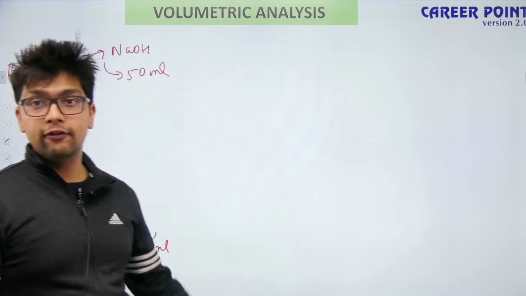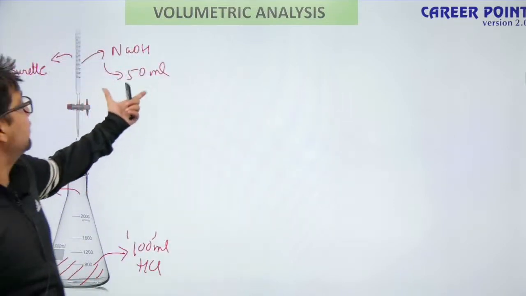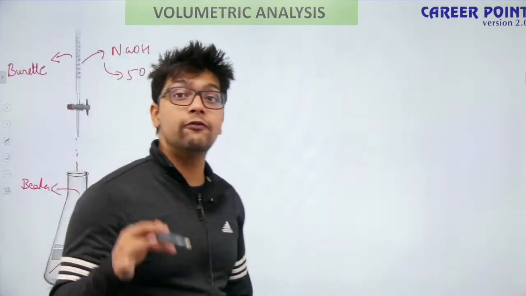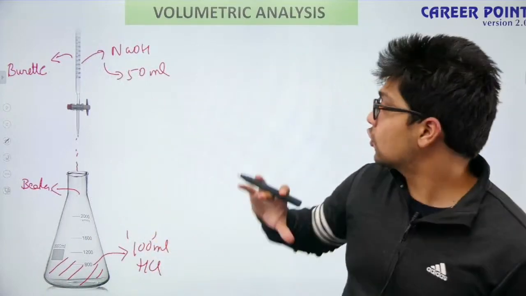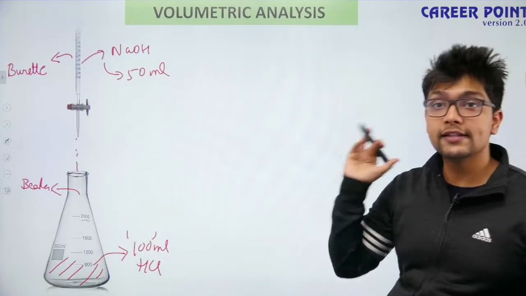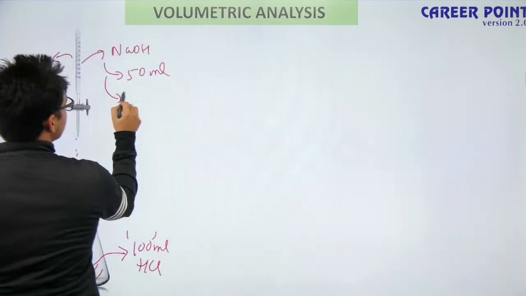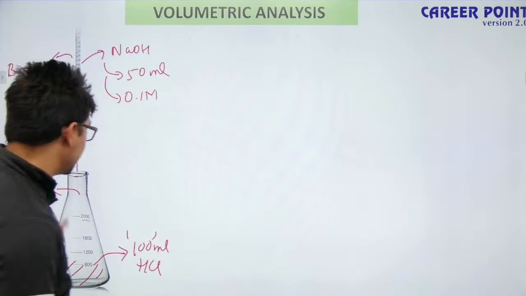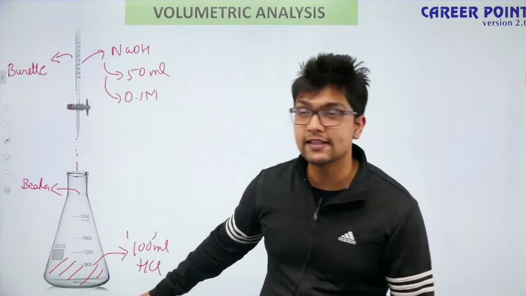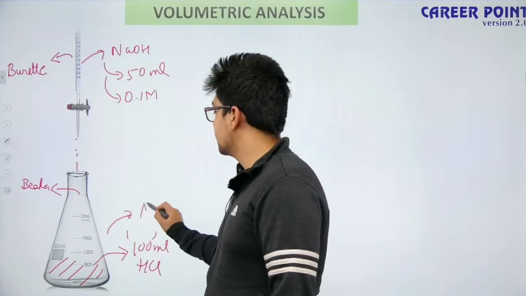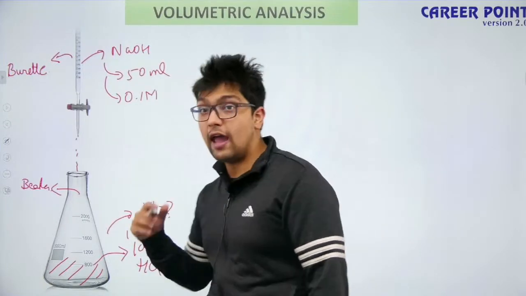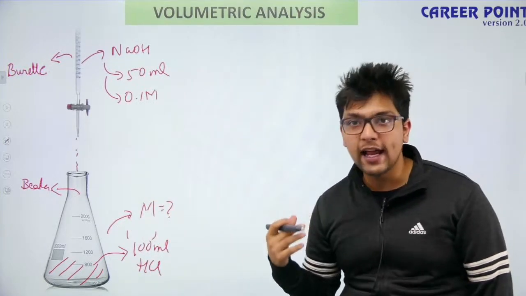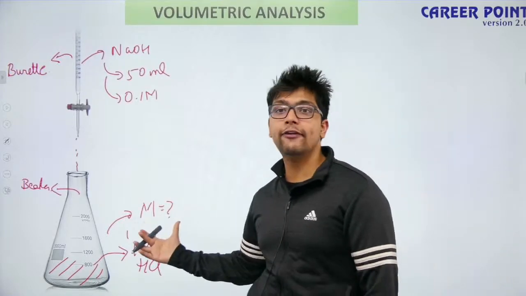Let's say this volume was 50 ml. One thing we must understand regarding this experiment is the concentration, that is the molarity, of NaOH. This is something which we already know. So the concentration of NaOH is known to us, let's say 0.1 molar. Whereas the concentration of HCl, let's call it M, is not known. M is something which we have to find, and this is the whole purpose of the experiment. That is, you have to calculate the value of M.